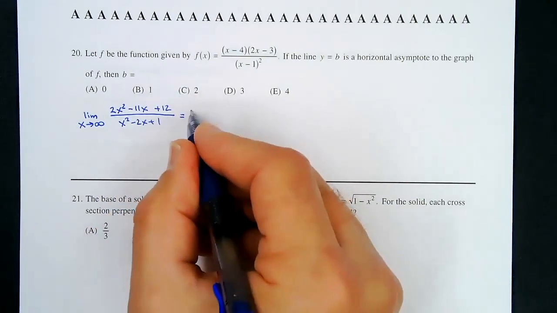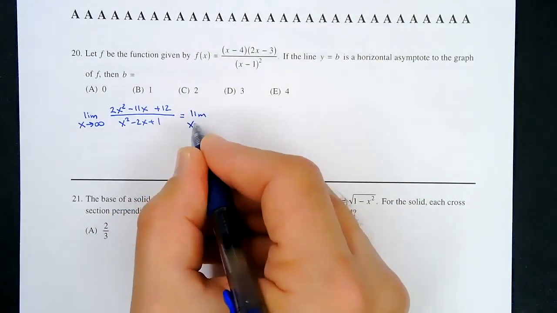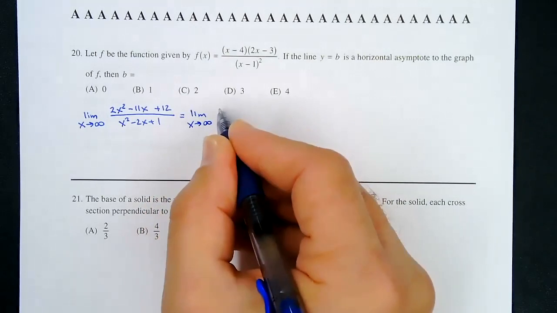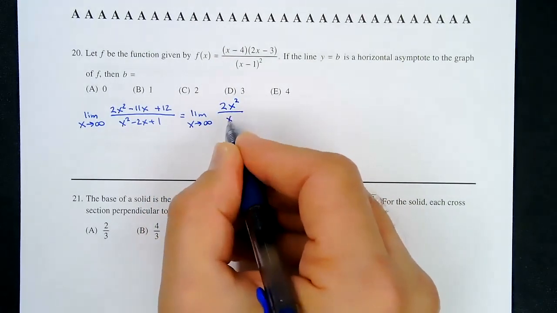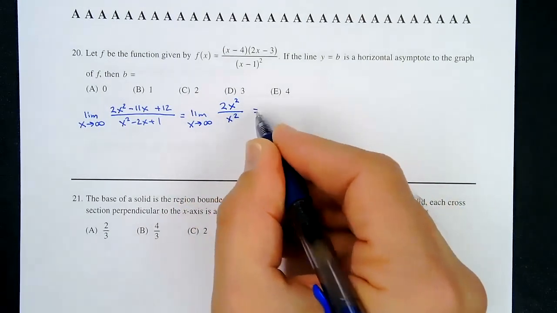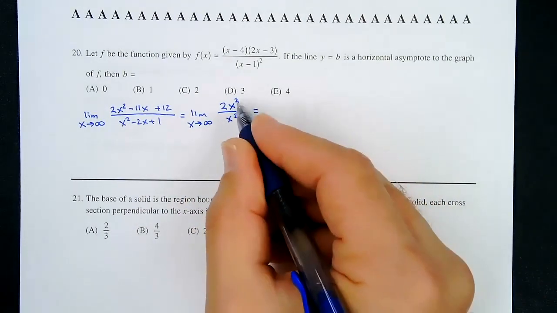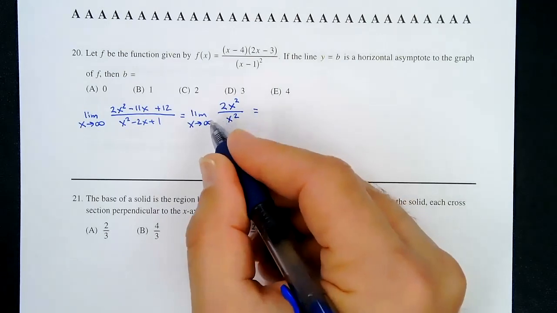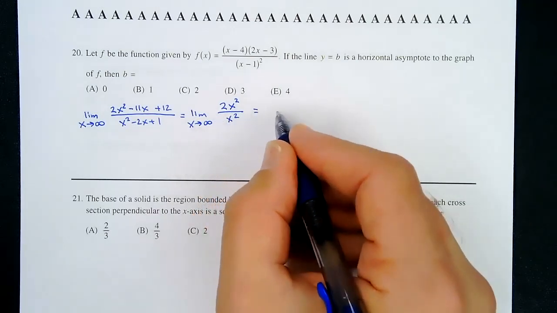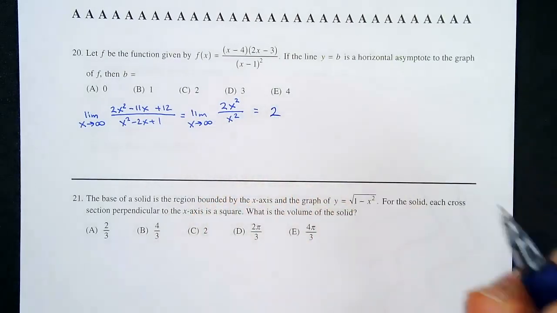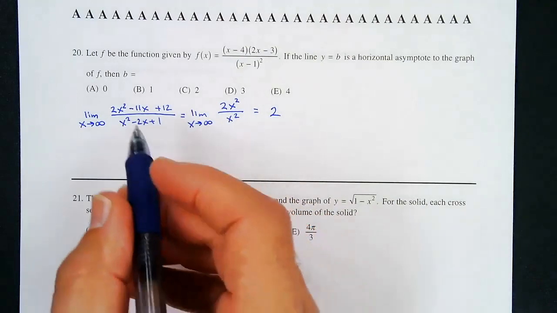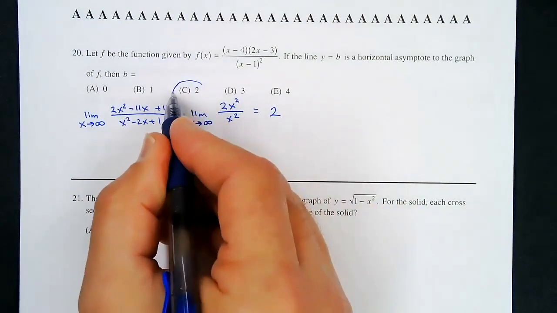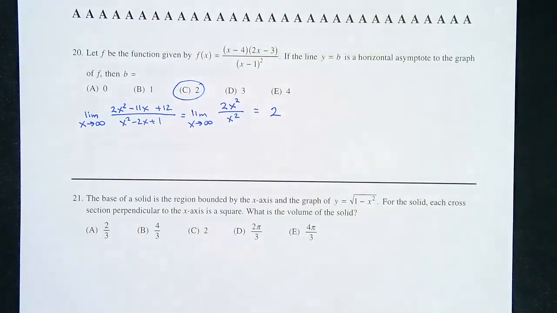So to determine this, we could take the limit as x approaches infinity of just the leading terms here. So 2x squared over x squared. That means that if we do this, the x squareds cancel, and this is going to be the limit as x approaches infinity of 2, which is just 2. So that means that our function has a horizontal asymptote at y equals 2, right? And so the b value would have to be 2. So the correct answer is C.